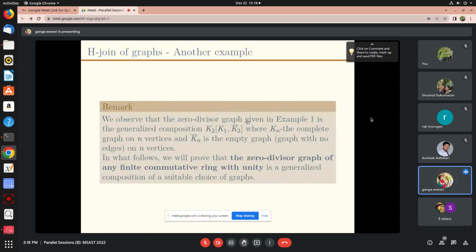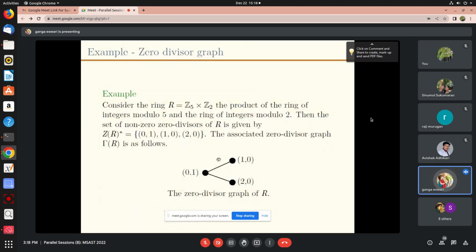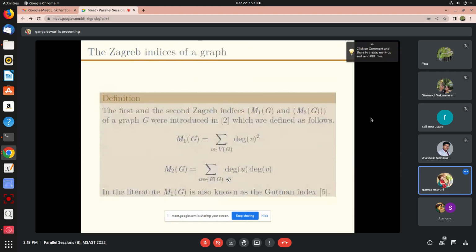Consider the first example. This one is the H-join of K1 and K2 bar. Here H is K2. Mainly we concentrate on Zagreb indices of graphs. The first Zagreb index is denoted by M1 of G, and the second Zagreb index is denoted by M2 of G. M1 of G is nothing but the sum of squares of degrees of every vertex. M2 of G is nothing but the sum of the product of degrees of every pair of adjacent vertices in the graph G.